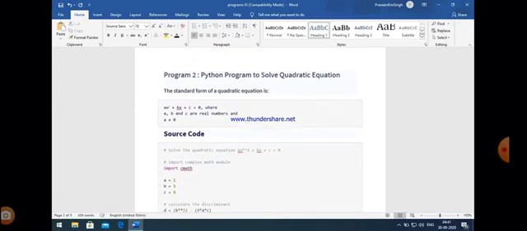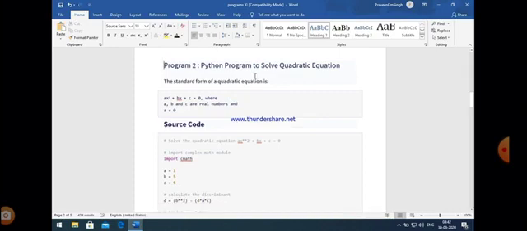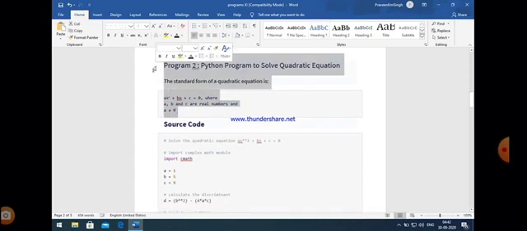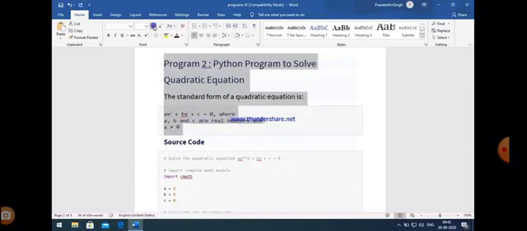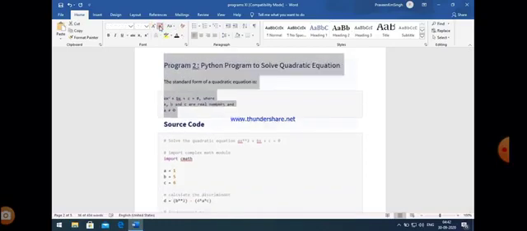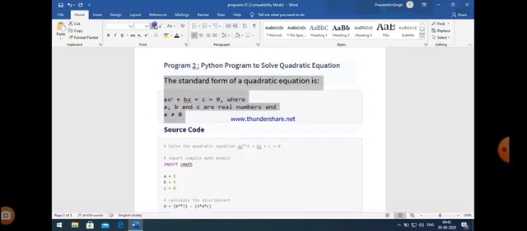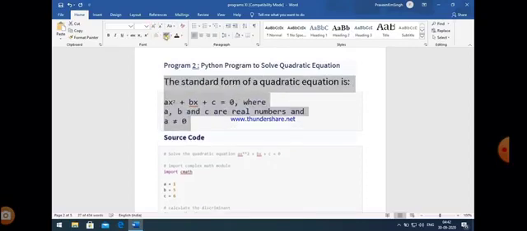Now our second program, Python program to solve the quadratic equations. So we have to find out the roots of a quadratic equation in this program. As you know that the format of the quadratic equation is like that, ax square plus bx plus c is equal to 0, where a, b, c are the constants and x is the variable here. So a, b, c are the real numbers and a is not equal to 0, because if a is equal to 0, then that is not considered as a quadratic equation, that is considered as a linear equation. So a should not be equal to 0. So that is the standard format of the quadratic equation, ax square plus bx plus c is equal to 0. Okay.